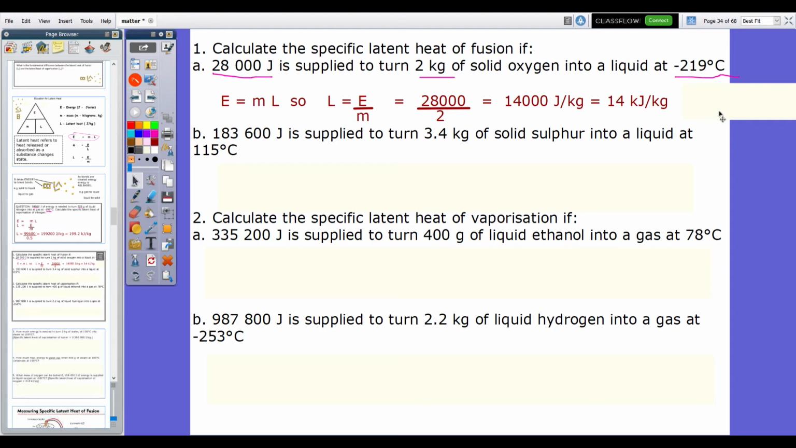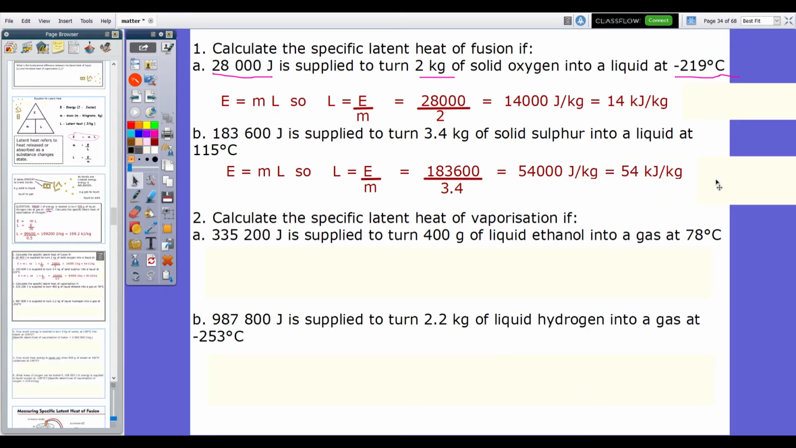That's so easy, isn't it? So if you haven't had a go at the others, please stop and do them now. Get the answer yourself. It makes you feel so much better. 183,600 joules is supplied to turn 3.4 kilograms of solid sulfur into liquid, so this is the latent heat of fusion again. E equals ml. L equals E over M. Let's put the numbers in. 183,600 divided by 3.4.